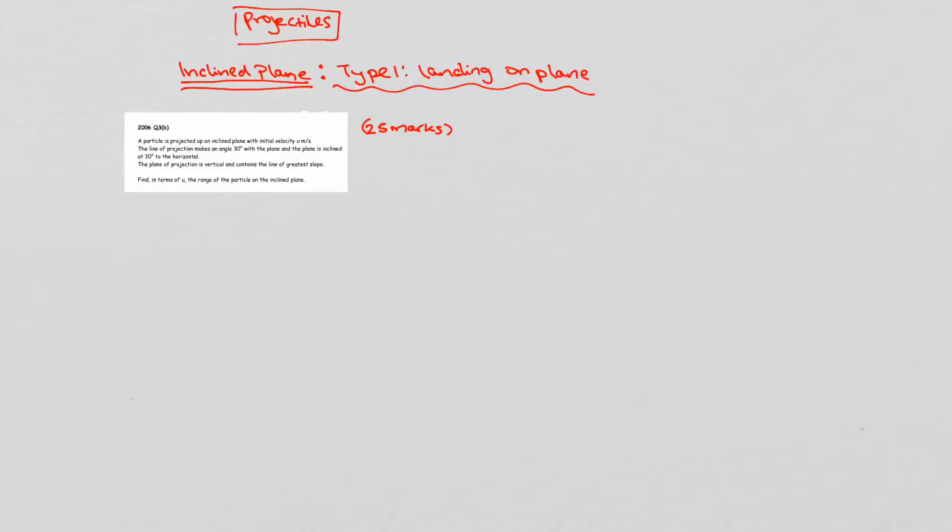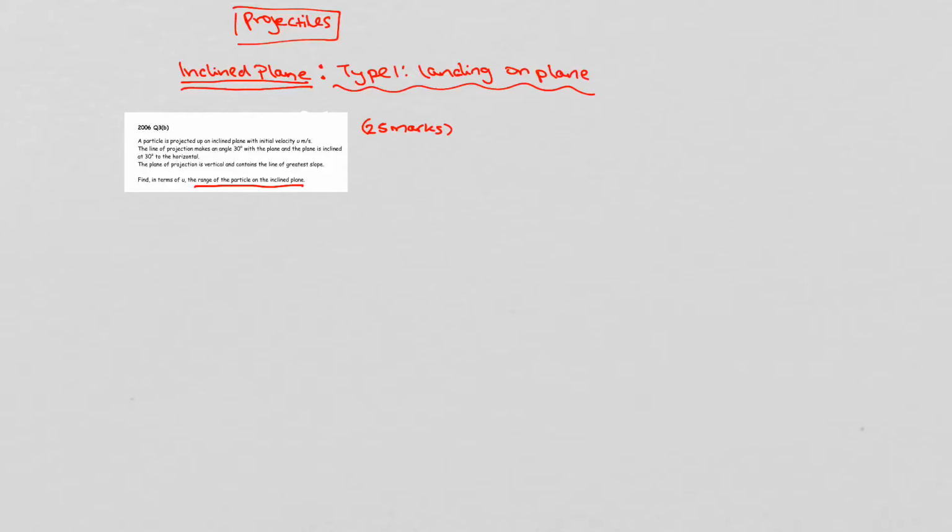The line of projection means it's going straight up the hill. Again, line of greatest slope means we're not veering off to the left or to the right. It's literally just going straight up the plane. We're asked to find, in terms of u, the range of the particle on the plane that is inclined. So this is what we're trying to find.